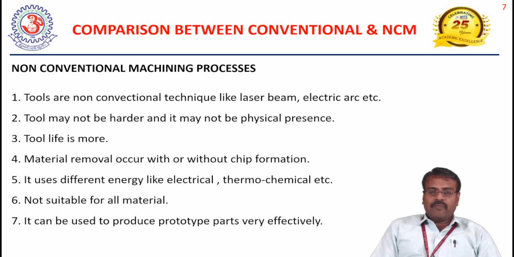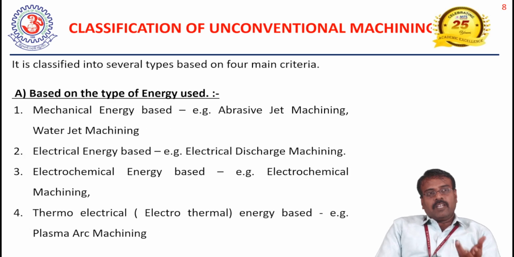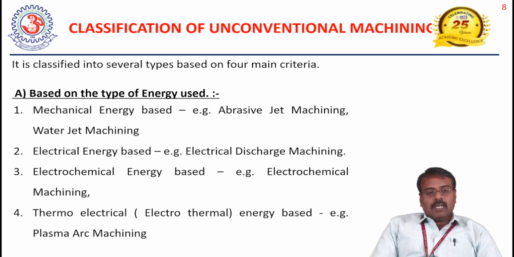It uses different energy like electrical, thermochemical, etc., and it is not suitable for all materials. That is one of the limitations in the non-conventional machining process. It can be used to produce prototype parts very effectively and very accurately, particularly aerospace parts. Then it is classified into several major categories. That means we are going to see the classification of the unconventional machining process.